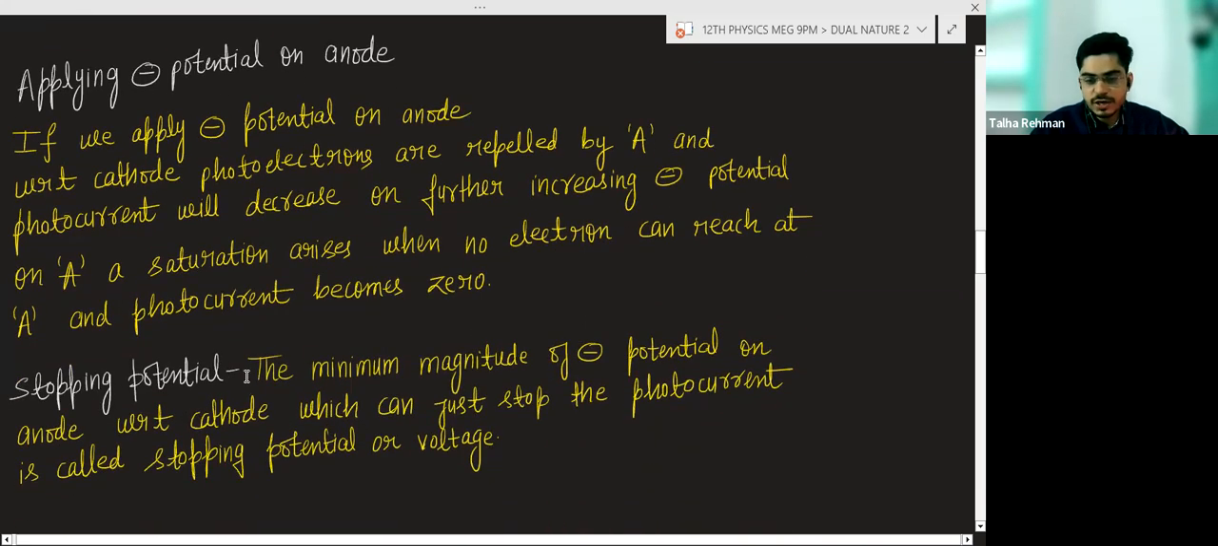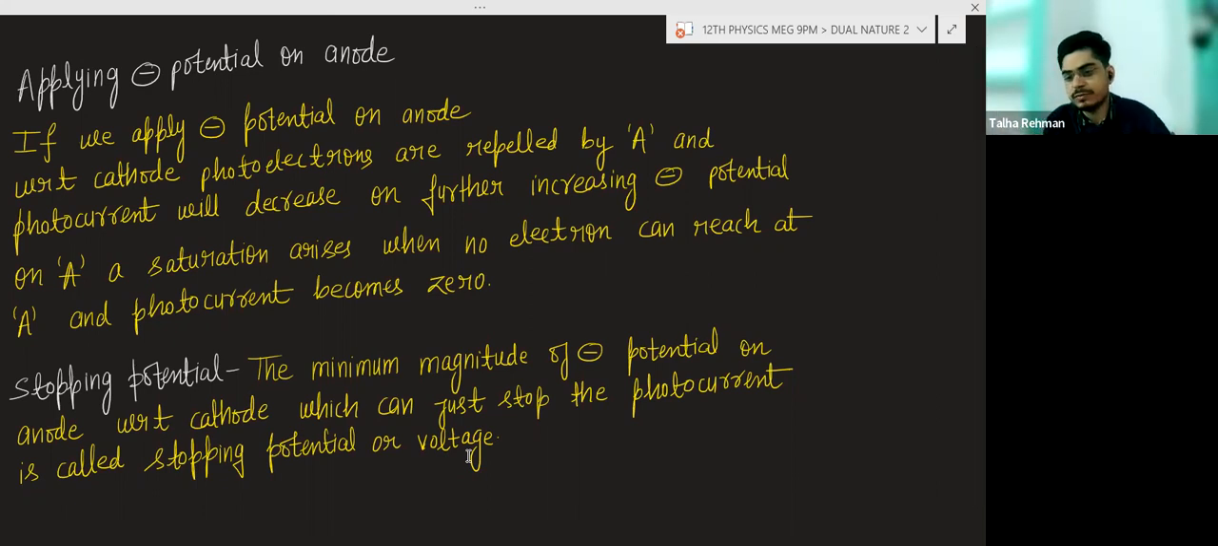So stopping potential you can define as the minimum magnitude of negative potential on the anode with respect to the cathode which can just stop the photocurrent; it is called stopping potential or stopping voltage. Photocurrent will become zero when no electron reaches the anode, because photocurrent is due to the motion of photoelectrons from cathode to anode. Now no electron is reaching the anode, so no photocurrent will be there.